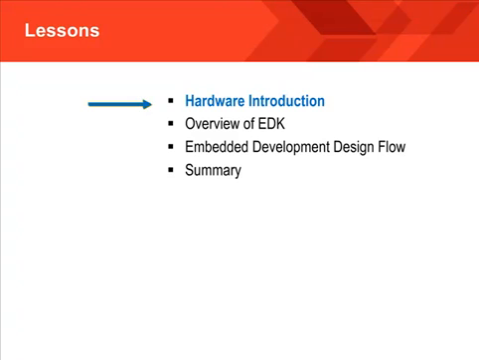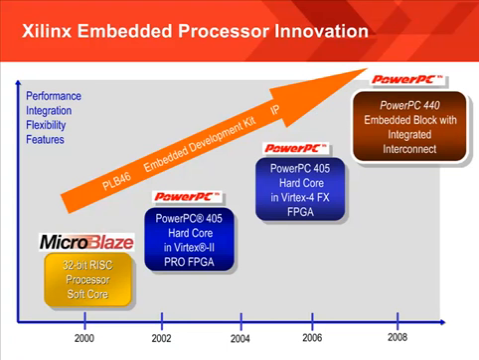Our first topic will be to introduce our embedded product offerings, device families, and discuss typical embedded hardware design. Xilinx's embedded processor solutions include the MicroBlaze soft processor core and the PowerPC 440 hard processor core. While MicroBlaze is a soft implementation, which means that it is built with standard FPGA logic resources, including LUTs and registers, the benefit being that it can target any of Xilinx's FPGAs.